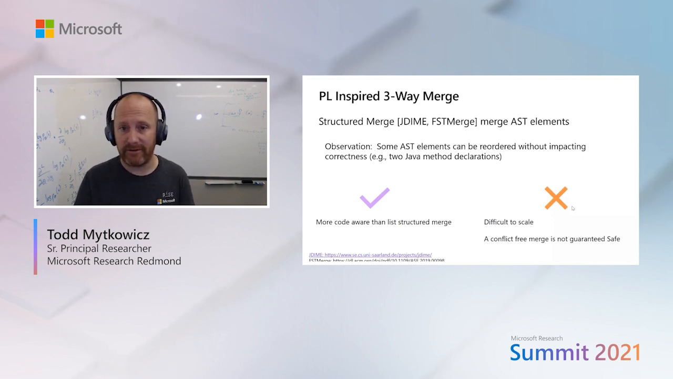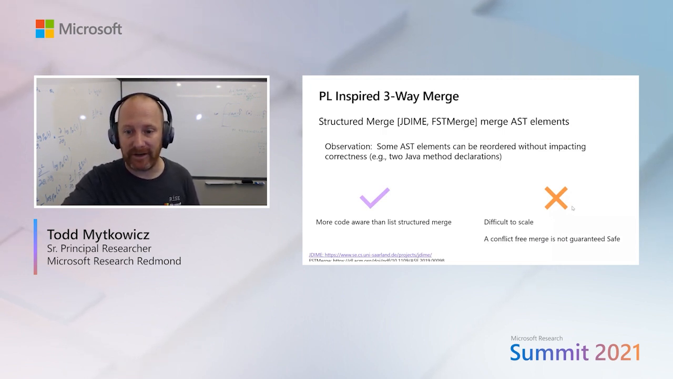The problem with these approaches, while they're great, is that they're difficult to scale, right? If you want to do this for a new language, you have to go out and build up the AST representation and then build difficult-to-implement algorithms on top of those ASTs. And despite the fact that they do make some inroads into safety of the resulting merges, they're not guaranteed to be safe on all merges.